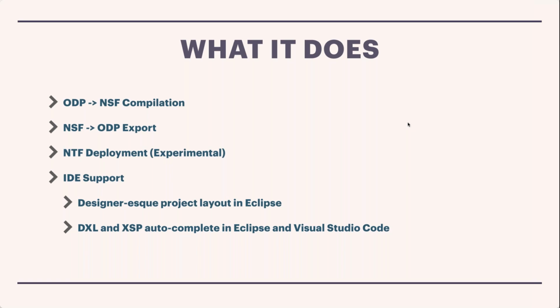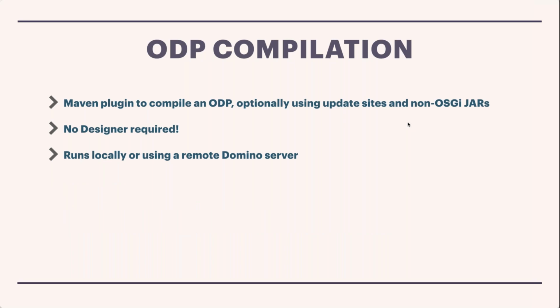and somewhat deploying projects, and then improving the experience of editing an ODP outside of Designer. Essentially the remit of this project is that I don't like Designer and I don't want to use Designer, so I'm writing this instead. It allows you to take an on-disk project, the kind you would export with team development in Designer, and compile it using Maven into an NSF without Designer involved at all.